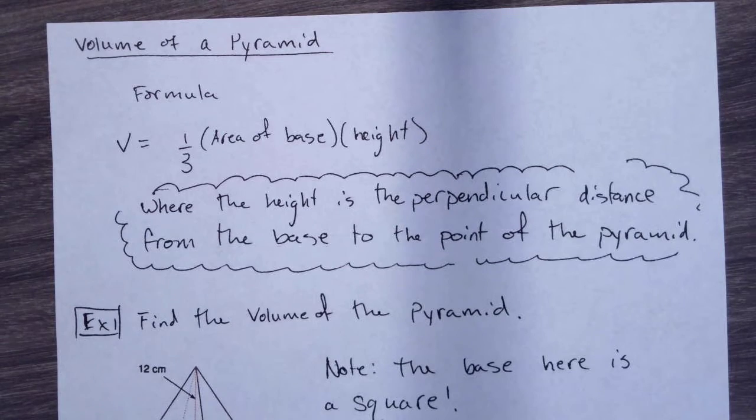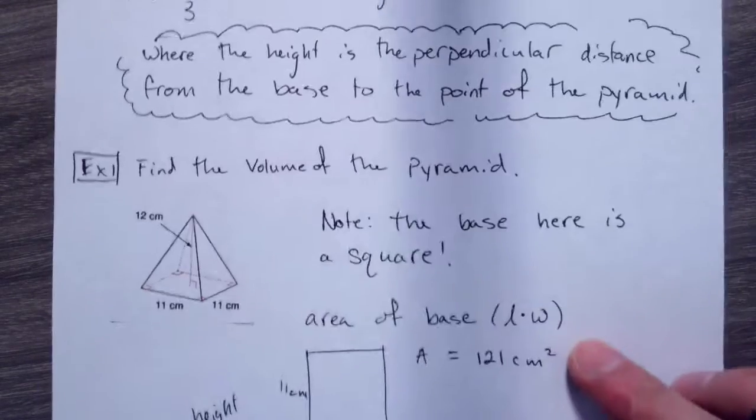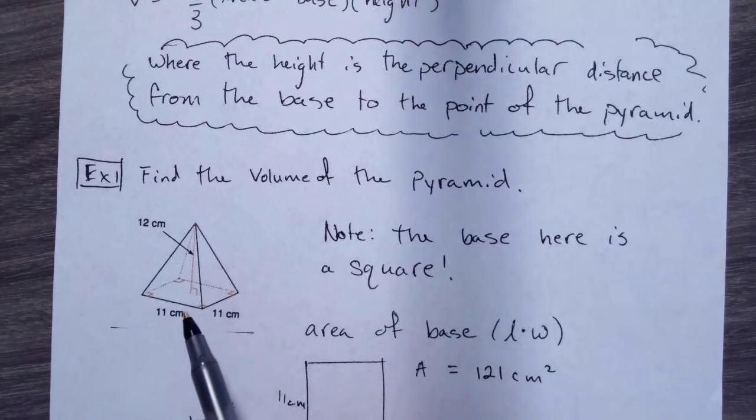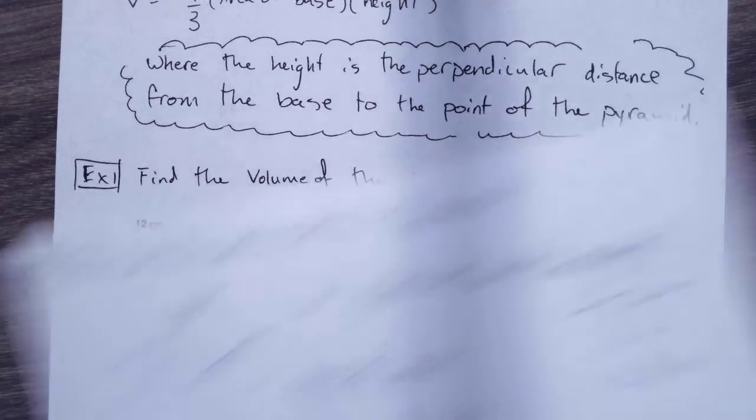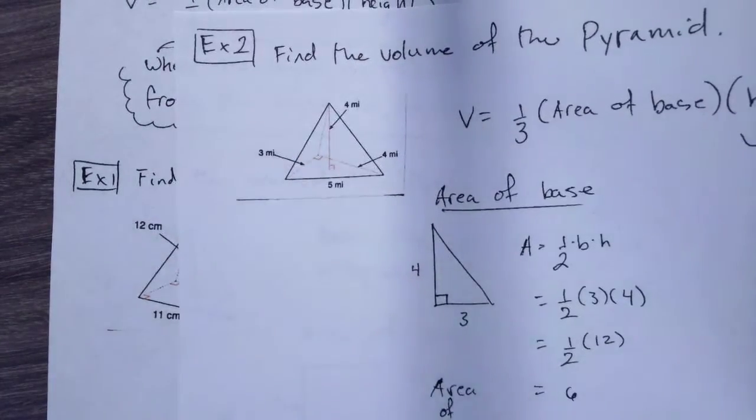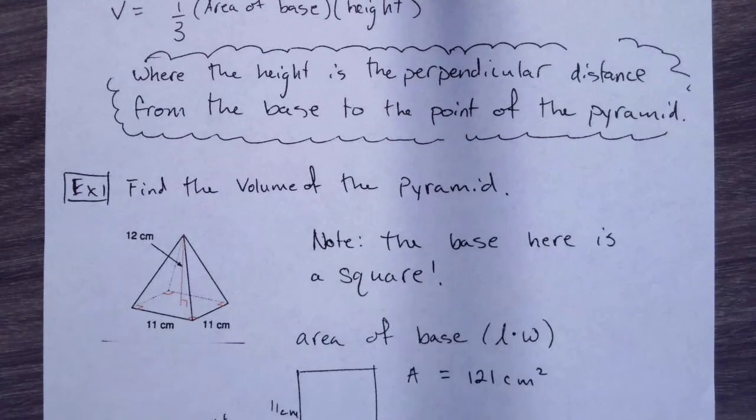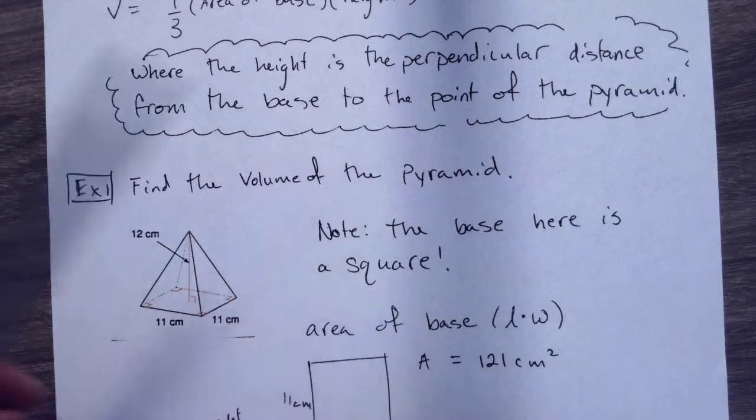All right, so we're looking at the volume of a pyramid. The pyramids could look like this, or they could look like this. They'll have different types of bases. But they're going to be regular pyramids, and that just means they're not off at a slant or anything.